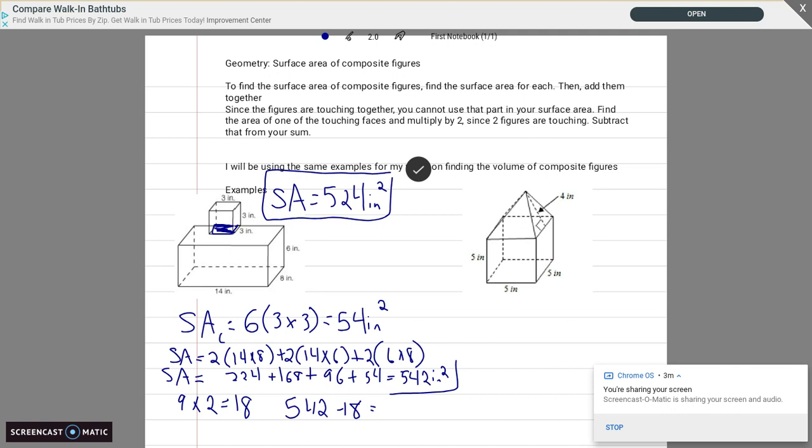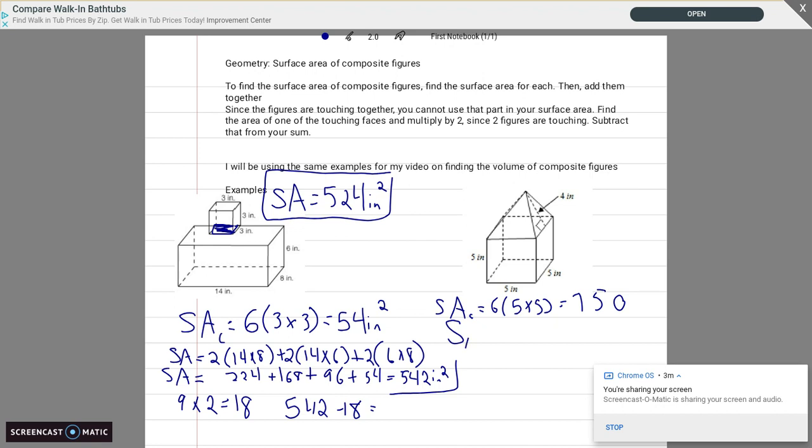Let's look at the second shape, where it's not as simple because we do have a pyramid. For the cube, we can use that really cool trick once again. Surface area of the cube equals 6 times 5 times 5, because that is one of the faces and they're all the same. And that gives me 150.